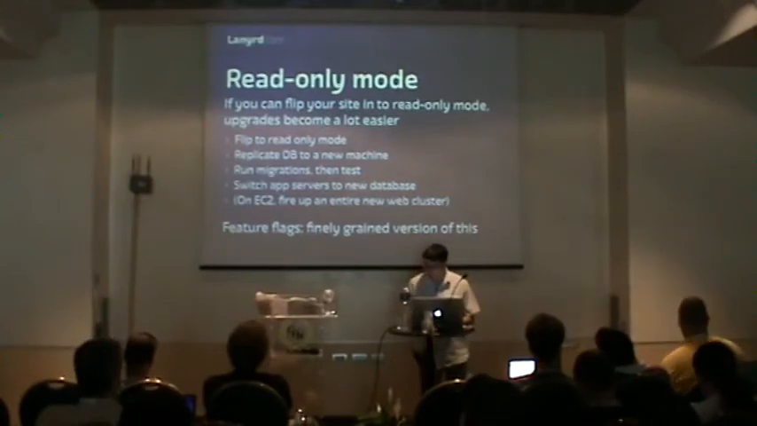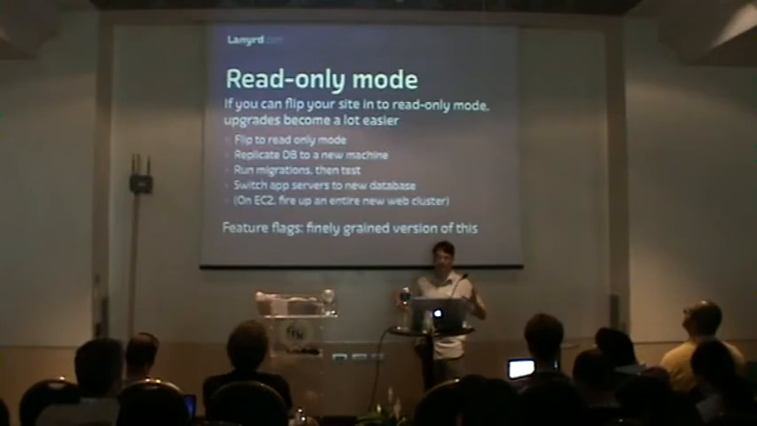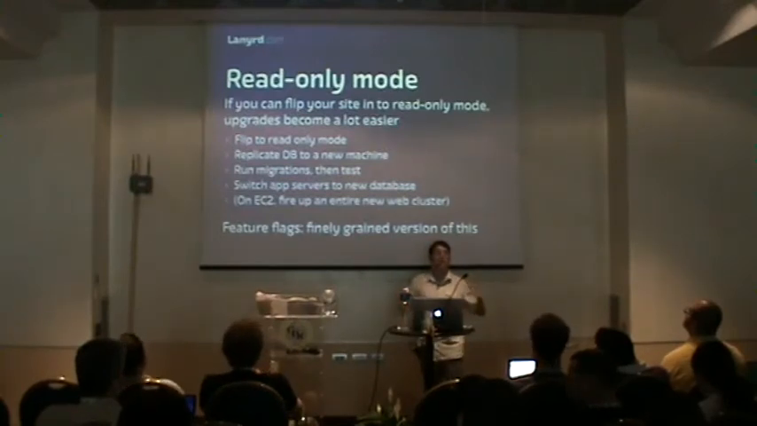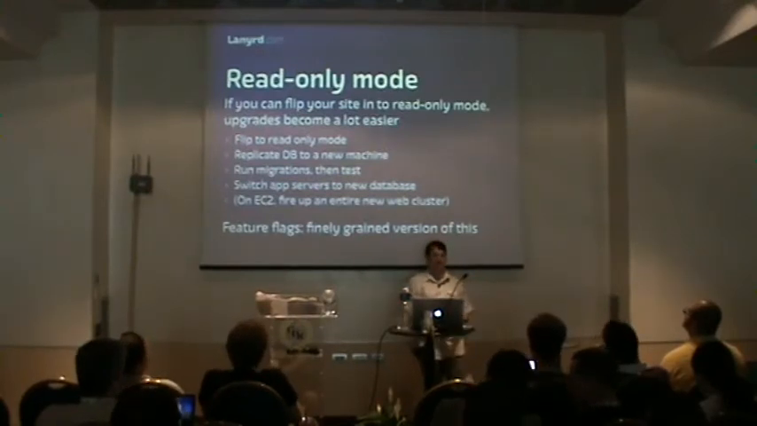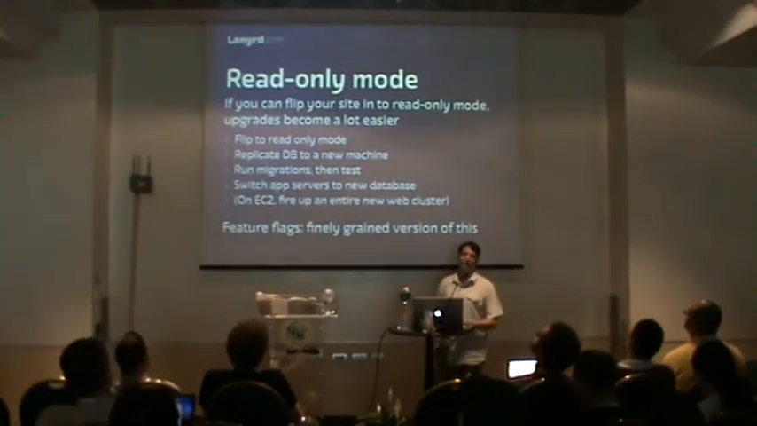Even more useful, although a lot more work to implement, is a feature flag. That's essentially taking this concept and rolling it out further to be able to turn on and off aspects of your application. This is the kind of thing which Redis is really useful for because it can do 100,000 reads and writes a second.